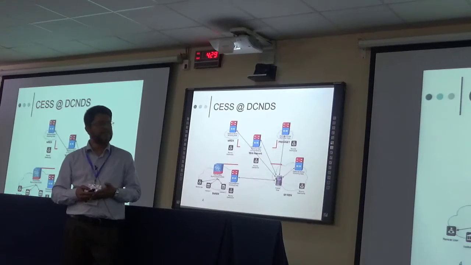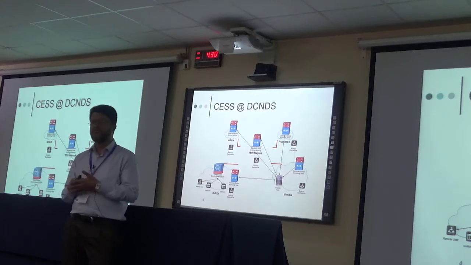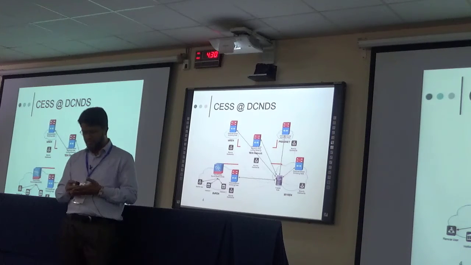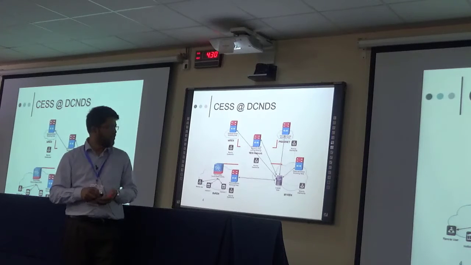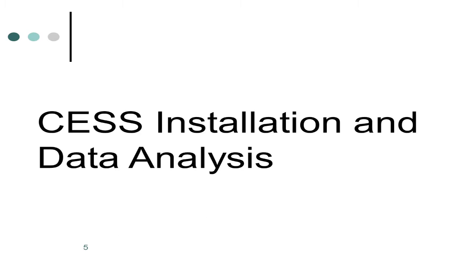In our project, because of the budgetary issues, what we propose is that we'll set up the CESS in BD2 only, not in other NRANs, due to the budget constraints. So this was our proposed network for the miscellaneous project. Let's look at what we did in this project.